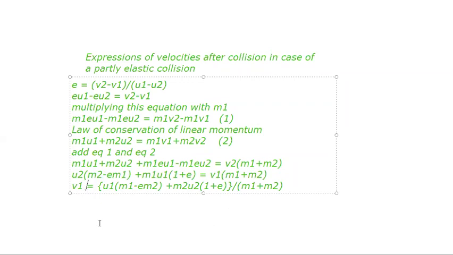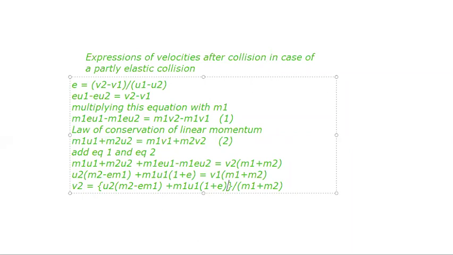And your final equation is: v2 will be equal to u2 (M2 minus e M1) plus (1 plus e) M1 u1, divided by M1 plus M2, right?